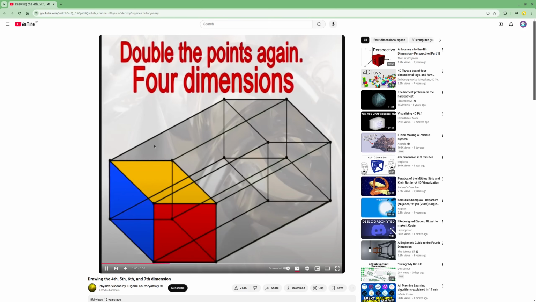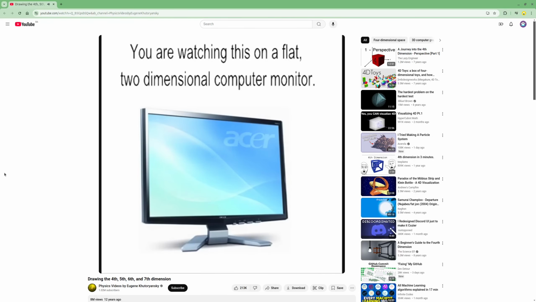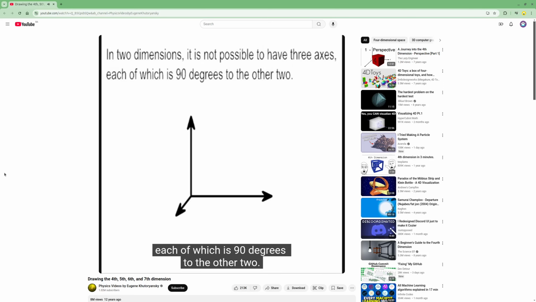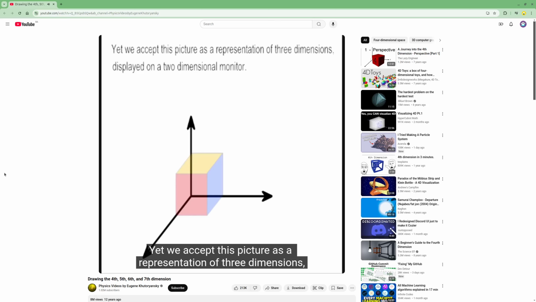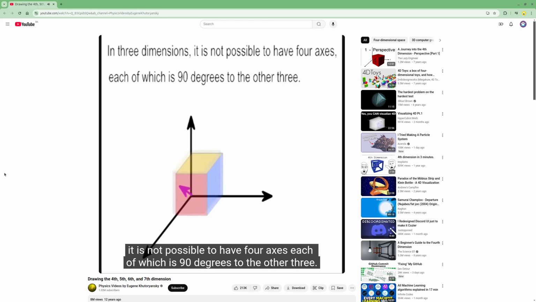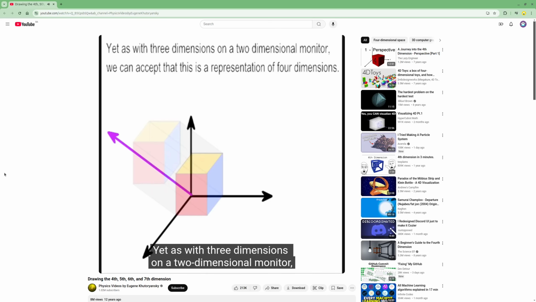Skeptical? You're watching this on a flat 2-dimensional computer monitor. In 2 dimensions, it's not possible to have 3 axes, each of which is 90 degrees to the other 2. Yet we accept this picture as a representation of 3 dimensions displayed on a 2-dimensional monitor. In 3 dimensions, it is not possible to have 4 axes, each of which is 90 degrees to the other 3. Yet as with 3 dimensions on a 2-dimensional monitor, we can accept that this is a representation of 4 dimensions.